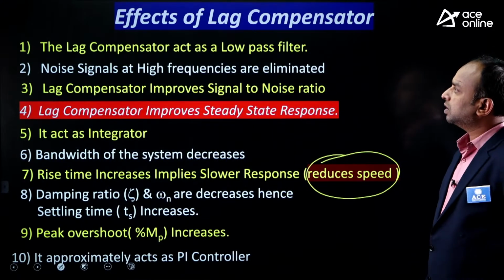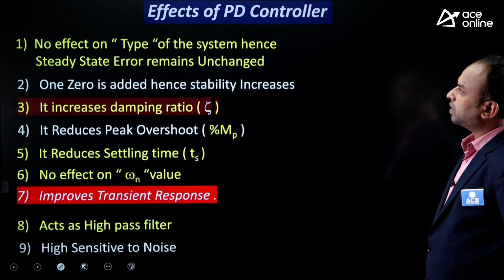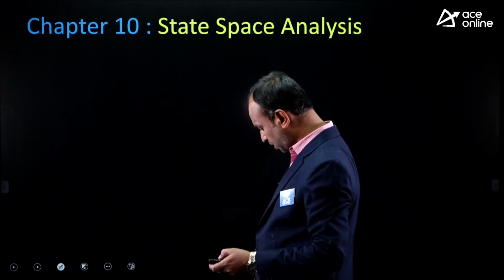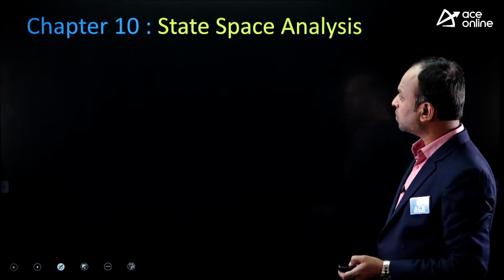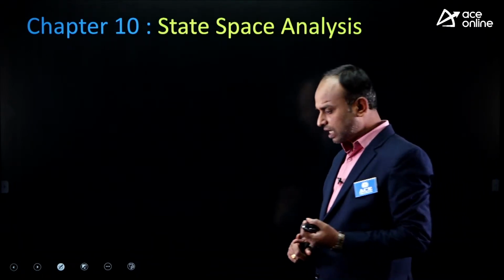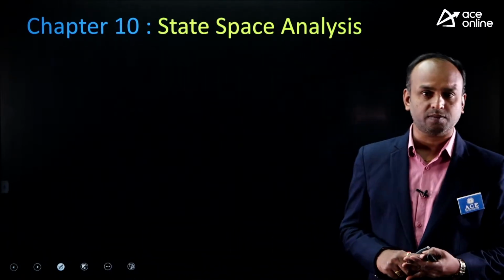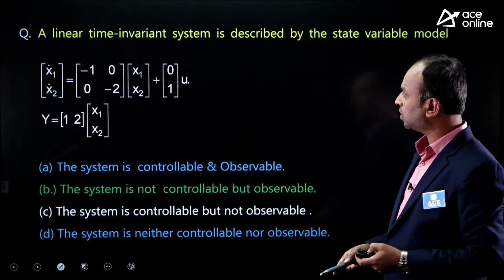Fine, now we'll move to the last chapter, state space analysis. Here, generally they ask to find the transfer function and the state transition matrix. Next is controllability and observability. We'll see one topic about controllability and observability.